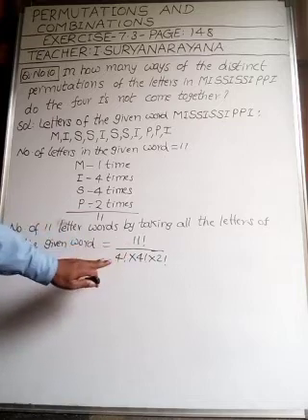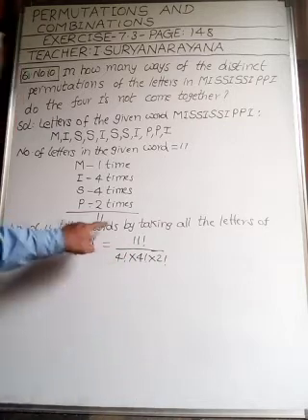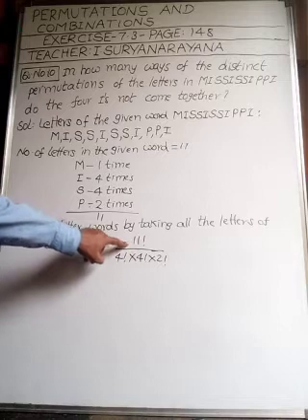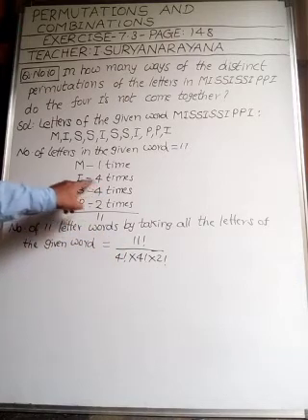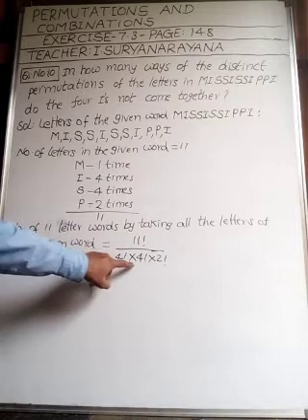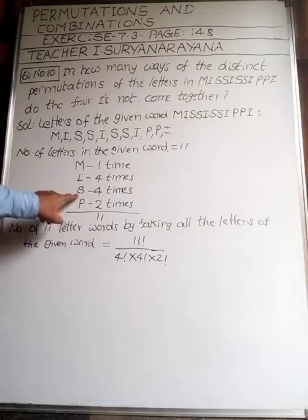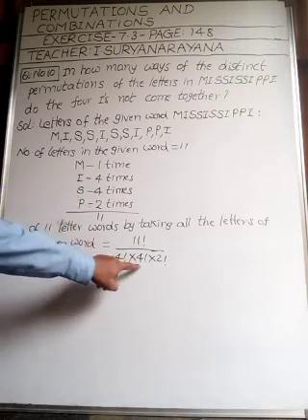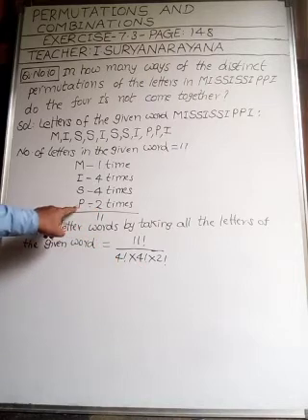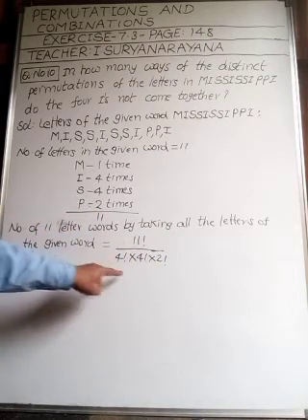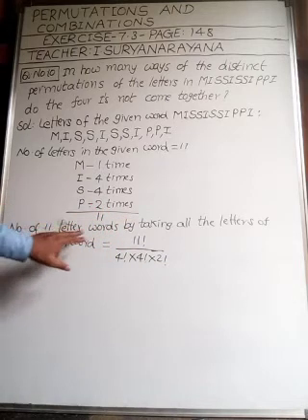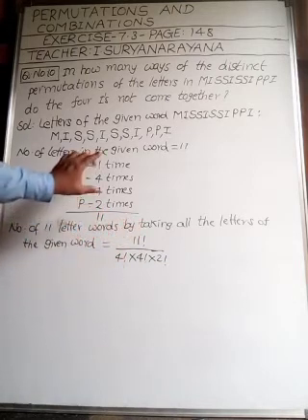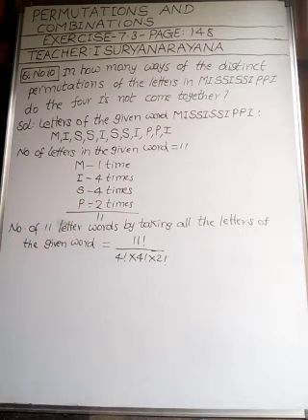Understood this step, my children? Total 11 letters are there. So we wrote the number of letters in the word, 11 factorial, by 4 identical letters, i's, so 4 factorial, into 4 identical s letters, so 4 factorial, 2 identical p letters, so 2 factorial. Understood this statement, children? So this is the number of permutations, or number of 11 letter words, by taking all the letters of the word. Now let us simplify this number.